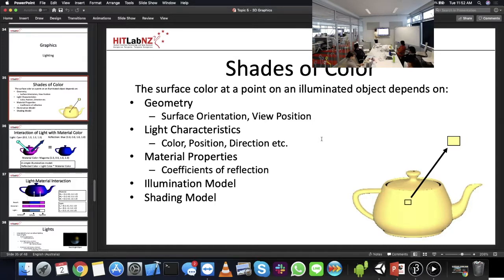Then we have properties of the material that the object is made of. So we have things like coefficient of reflection. This has quite a high coefficient of reflection. It reflects really well. It's almost like a mirror if I directly hold it in such a way that it reflects the light. Whereas a piece of paper, not so much.